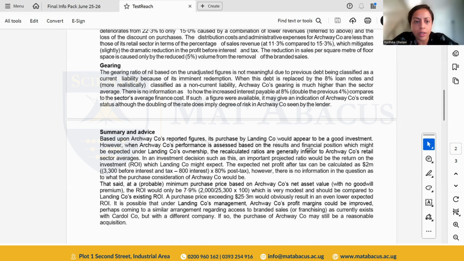If we read the answer further, it's written that in an investment decision such as this, an important projected ratio would be the return on investment, which Landing may expect. The expected net profit after tax can be calculated as 2 million. So they've simply got the operating profit and subtracted the interest and the tax figures. But there is no information on what the purchase consideration is. For us to compute ROI, we need to know how much the purchase consideration would be, because it's saying return on investment. So the return we can calculate, but how much we're investing, we don't know.